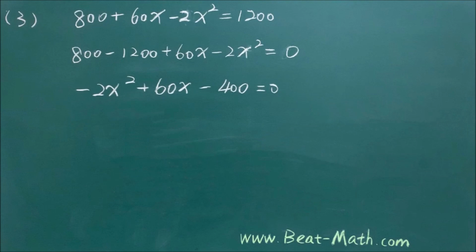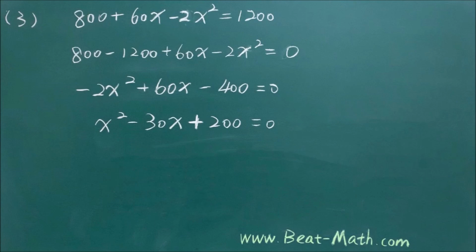Divide all terms by negative 2 and the solutions will not change, so the equation turns into x squared minus 30x plus 200 equals 0. The coefficient of x squared is 1, and the coefficient of x is an even number, so we can try completing the square to solve this equation. If you're not familiar with completing the square, check the link in the video's description to warm up.